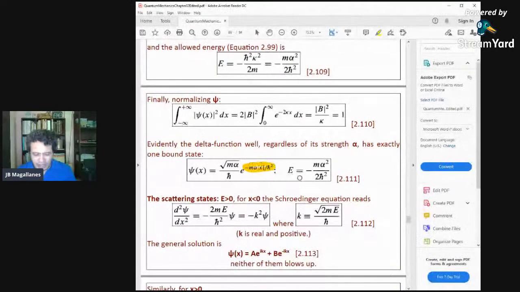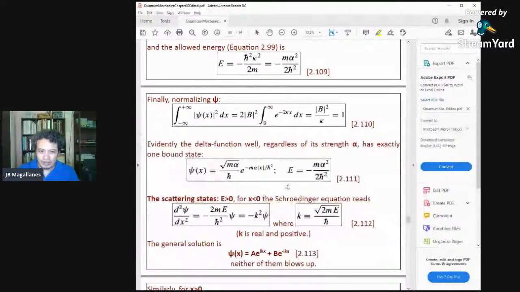By the way, why is there an absolute value of x here? Because the sign could change here. It's negative for x greater than or equal to 0, and it will be positive for x less than 0.